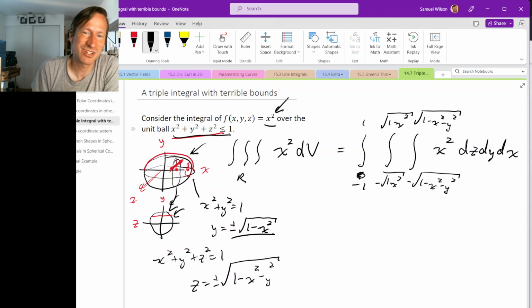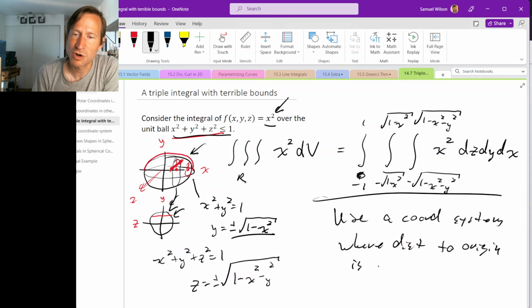So what we need to make this a little bit easier is to use a coordinate system where distance to the origin is one of our coordinates.